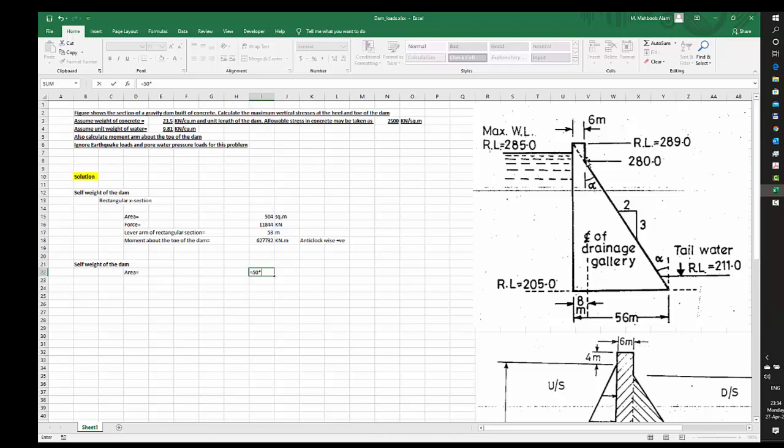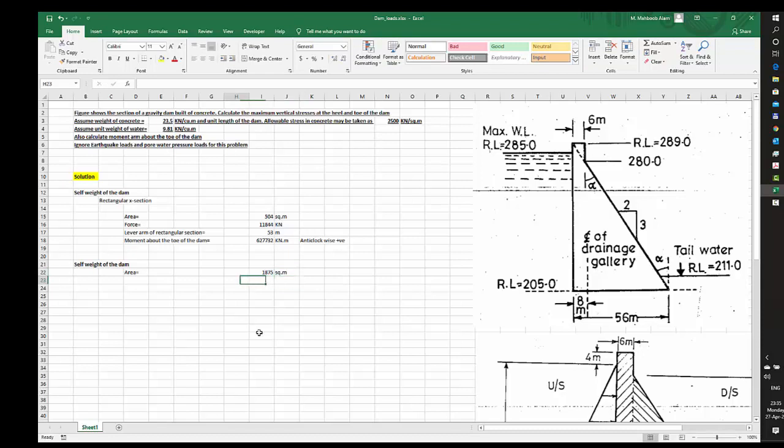Now the height is given here. This slanting section is starting at 280 reduced level. This is 205. So 280 minus 205 would give me 75. The total height is 75. So 50 multiplied by 75 multiplied by 1 by 2 or 0.5. Fine. This is the total area. 1 by 2 base into perpendicular, simple, and I'll get the total area. This area is in square meters.